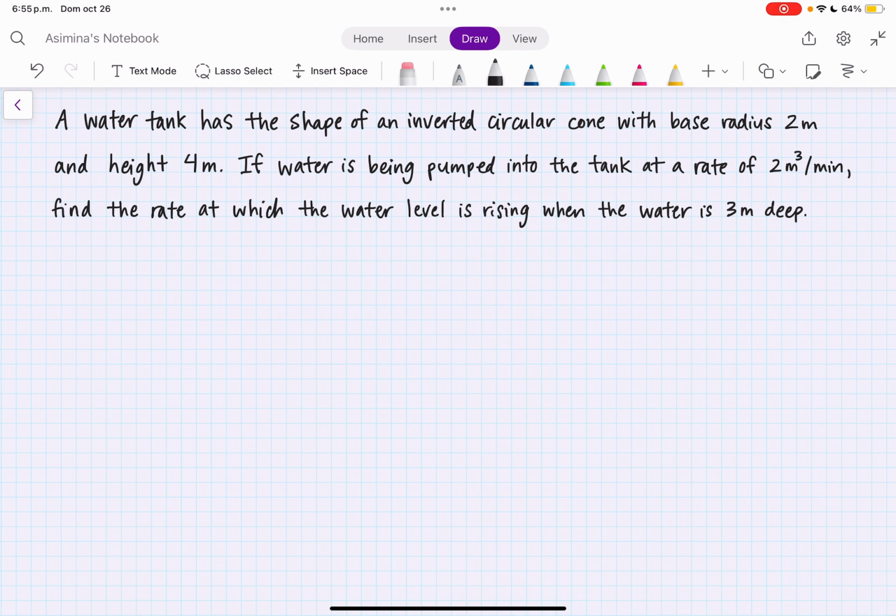In this video, we're going to solve the following related rates problem. A water tank has the shape of an inverted circular cone with base radius 2 meters and height 4 meters. If water is being pumped into the tank at a rate of 2 meters cubed per minute, find the rate at which the water level is rising when the water is 3 meters deep.